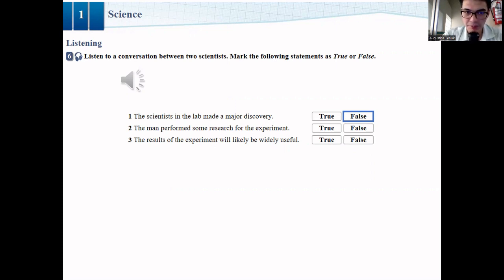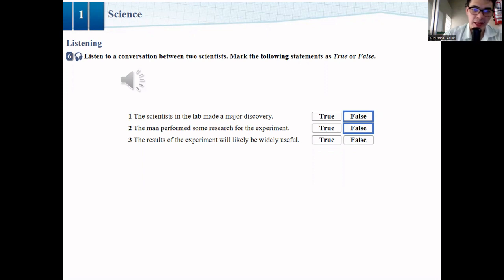So the next one, the man performed some research for the experiment. True or false? The answer is false. Oh, the answer to this one is false. Again, they were talking about an important experiment. They were talking about an important discovery, but they didn't do any of it themselves.